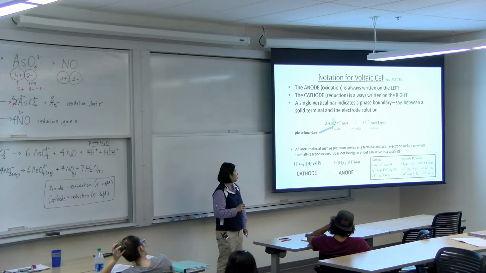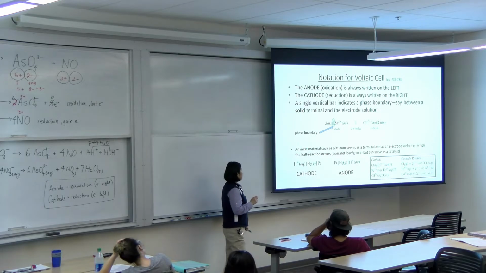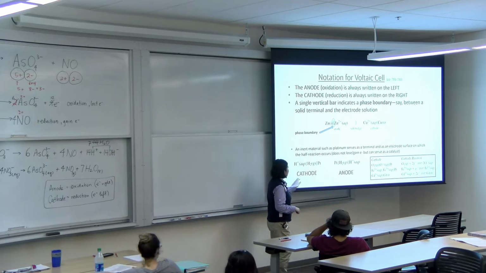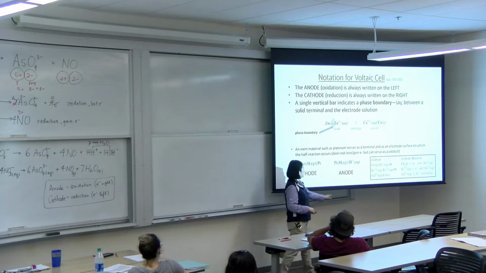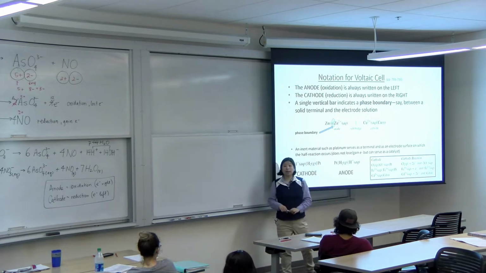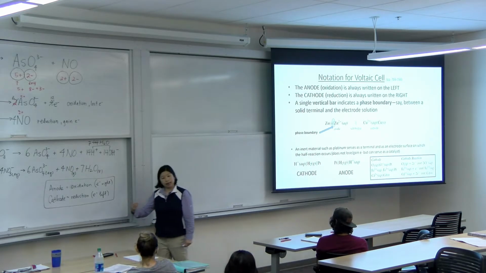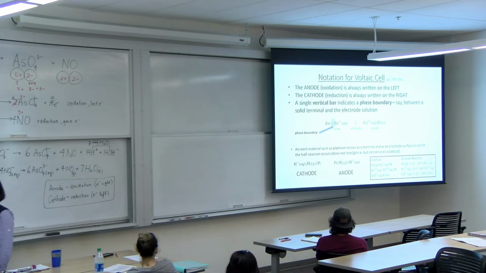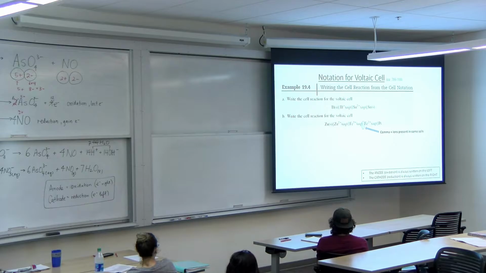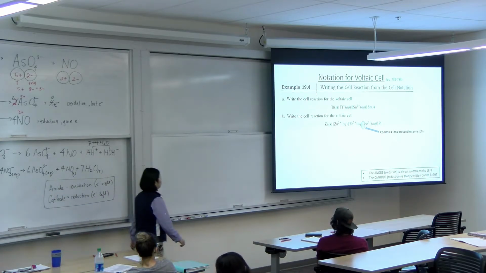Now, if it is on the cathode that this half reaction is happening, we put it on the right. If it is on the anode, we put it on the left. But in either case, it's just platinum and then a line, or a line and then platinum. So let's look at an example and see if we can follow along.